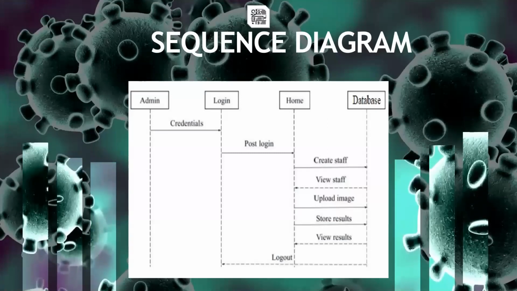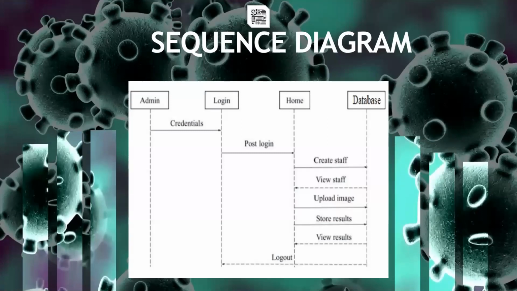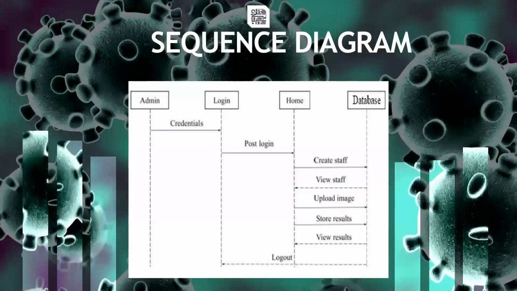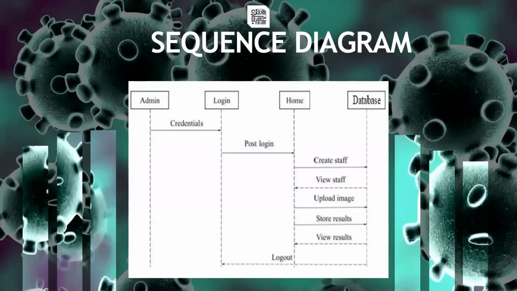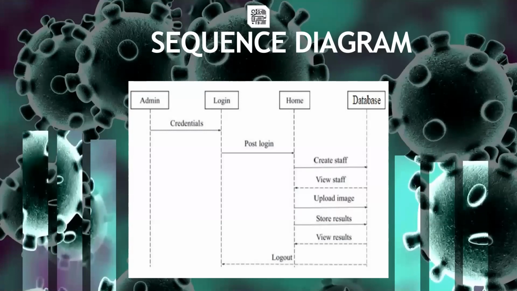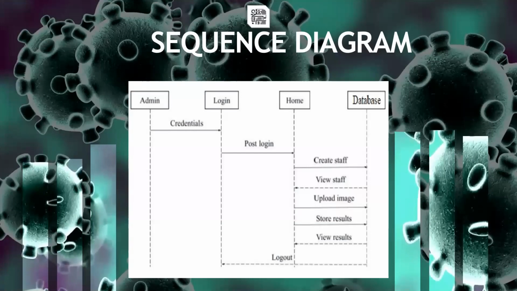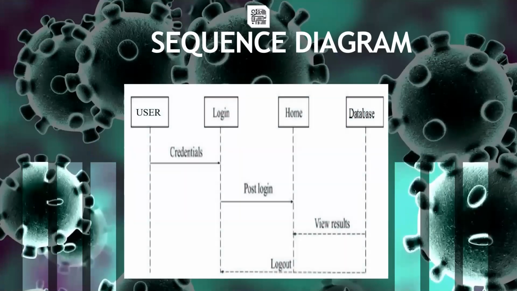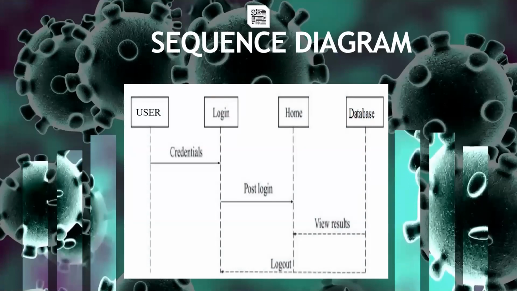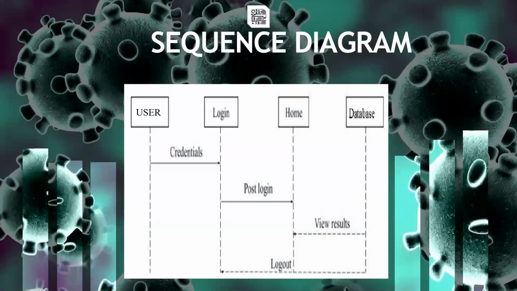So the user can log in as either admin or user. When the admin logs in with his credentials, he can create or view the stuff. He can also upload the images. He can store the result and he can also view the result. When a user logs in with his credentials, the only thing he can do is view his results.